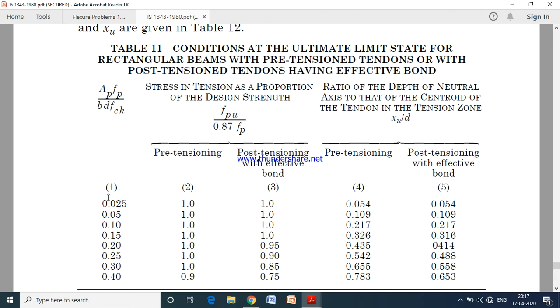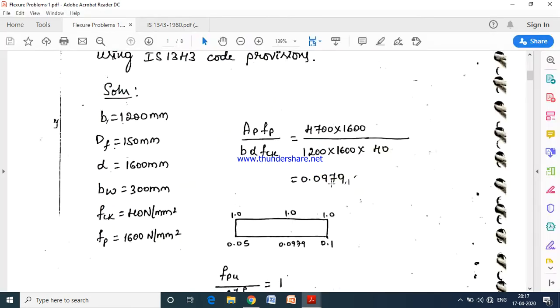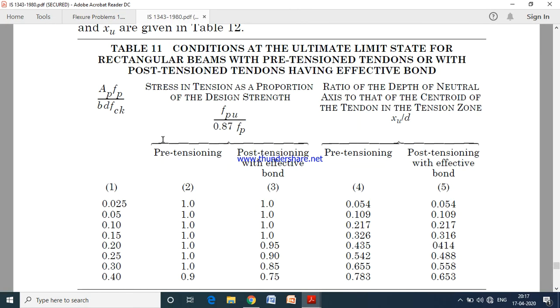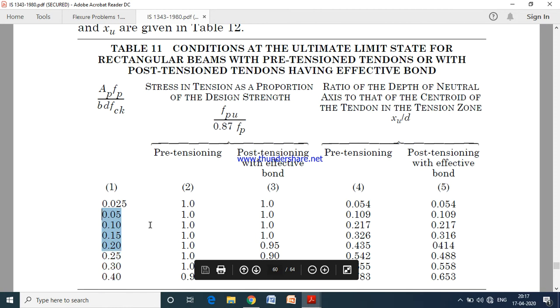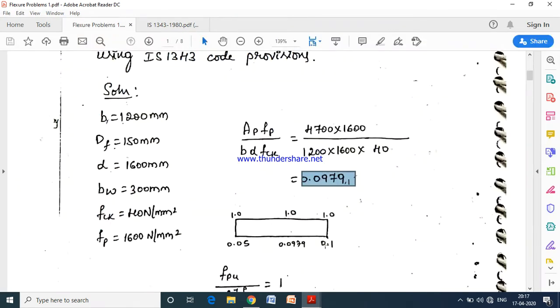So here you can observe the effective reinforcement ratio is 0.0979, and it is pre-tensioned case. So here you can observe for 0.05 you have 1.0, and for 0.1 you have 1.0 again. So your value is 0.09. So it lies between these two values. So for both you have 1. So by your interpolation also you will get 1 only.